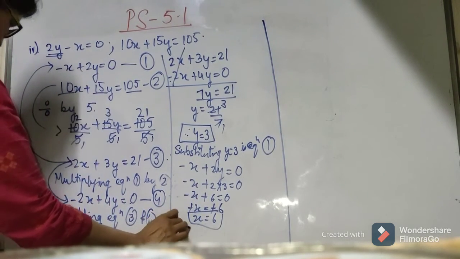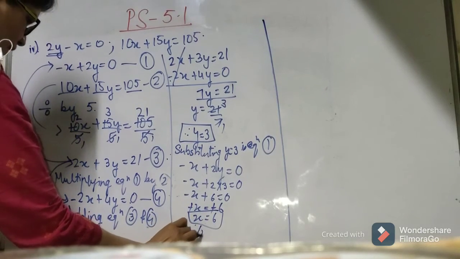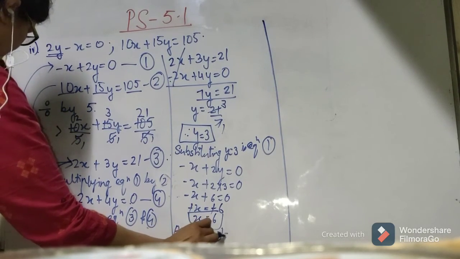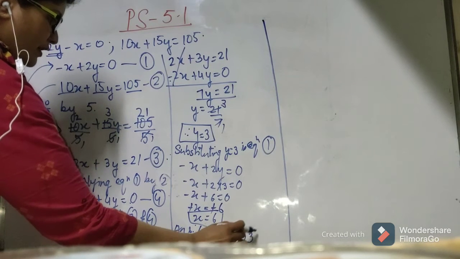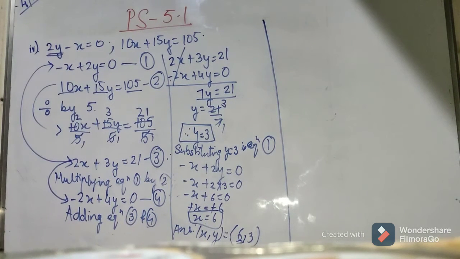So my answer is x comma y is equals to 6 comma 3. Remember, always x variable first.